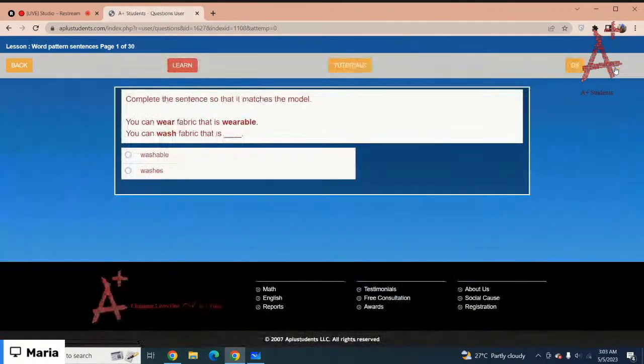Let's just start with the test. You can wear fabric that is wearable. You can wash fabric that is, which is the correct option, washable or washes? It would be washable. Got it? You have to put the word able right after the same word. Like you can see the pattern wear and wearable. So here you have wash, then it would be washable. Got it?